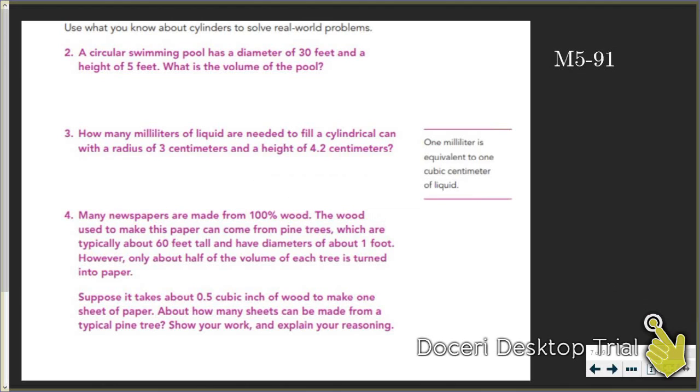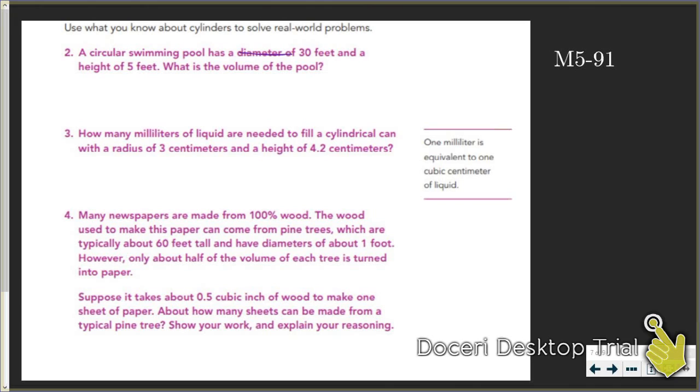It says, a circular swimming pool has a diameter of 30 feet and a height of 5 feet. What is the volume of the pool? Okay, so let's go through first and look at what do we need to know and what's important information.